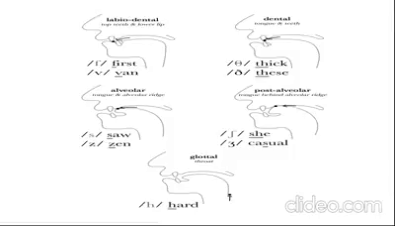Then the post-alveolar sounds sha, zha. Here the tongue touches behind the alveolar ridge. Post means after alveolar. So sha, she, zha, casual. And the last one is glottal, ha, hard. When it comes through the windpipe in the throat, it is called glottal.